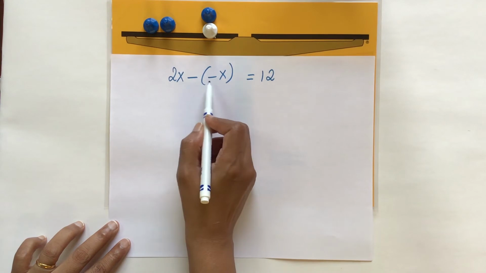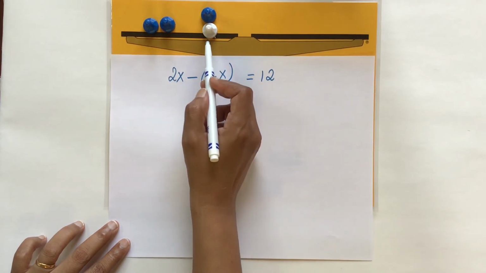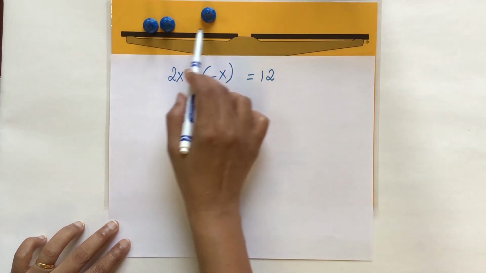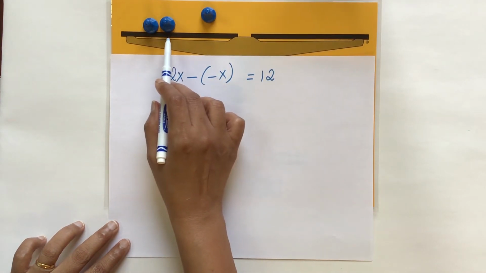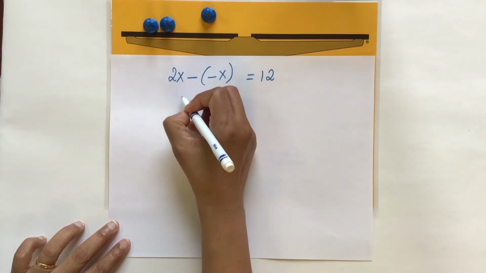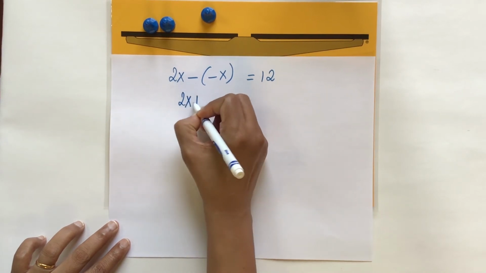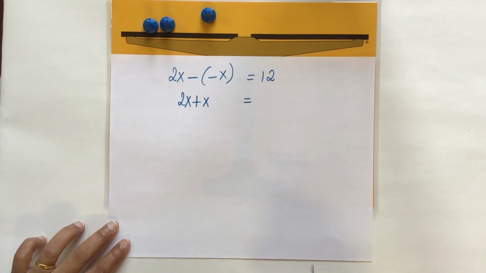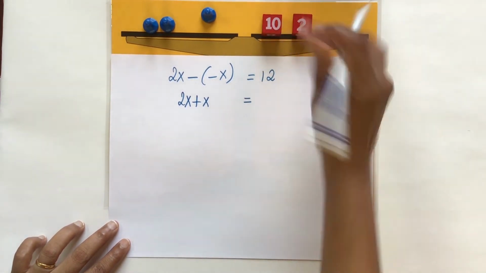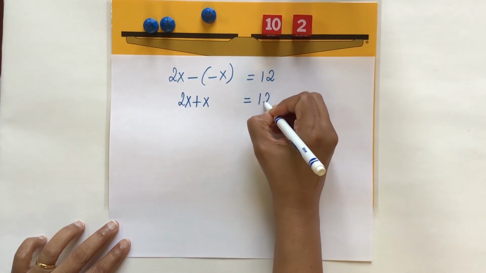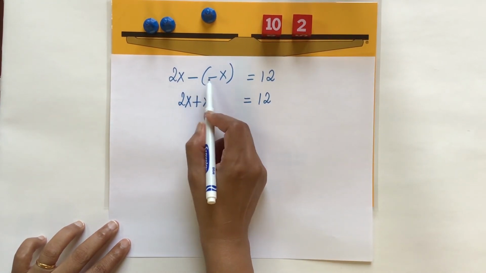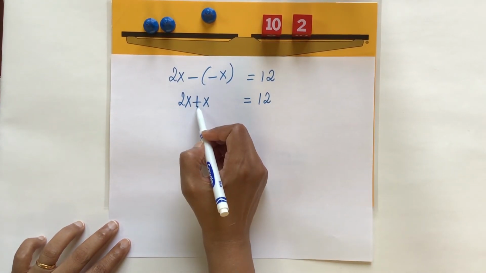2x subtract a negative x. Now I can subtract the negative x. Now the left side, you can see this becomes 2x plus x. And the right side, let's go ahead and finish setting this up to be as 10 plus 2. Now you see the reason why the double negative becomes a positive.